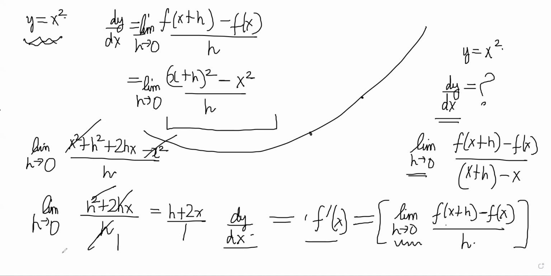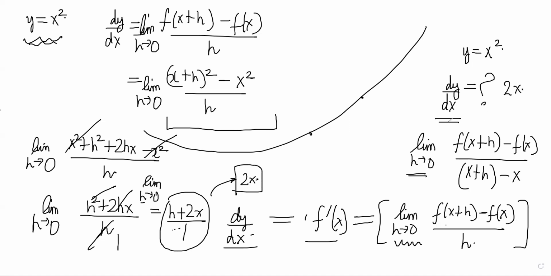Correct? And now you can notice that you can easily put h tends to 0 in this expression because there is no denominator becoming 0 now, right? When you put h tends to 0 here, the answer is 2x, right? So the derivative of x square is coming as 2x. Okay.